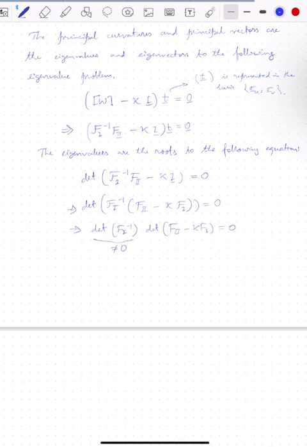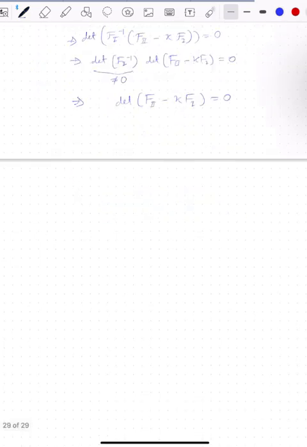So this should not be 0. It must not be 0, otherwise it implies that the length of any segment is 0, which is not true, right? Any segment on the curve. So this implies that the determinant of F2 minus kappa F1 is equal to 0. And then this leads us to the following proposition.